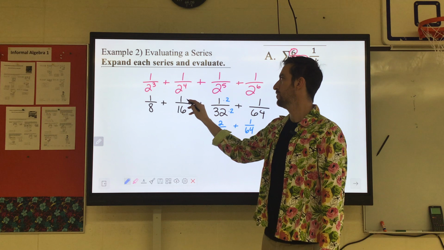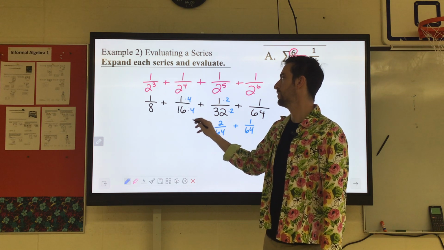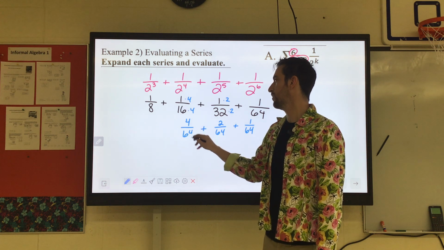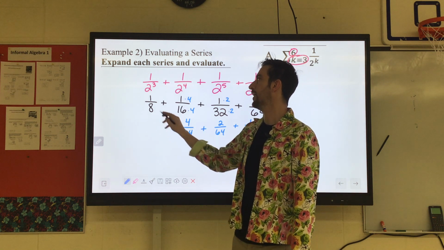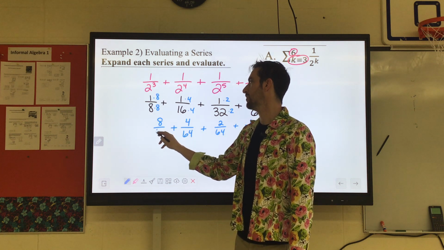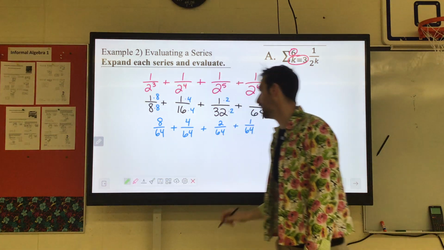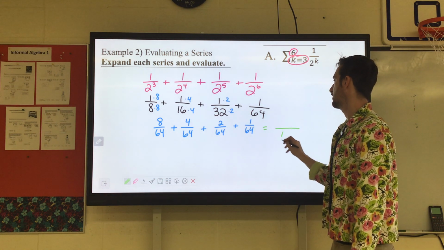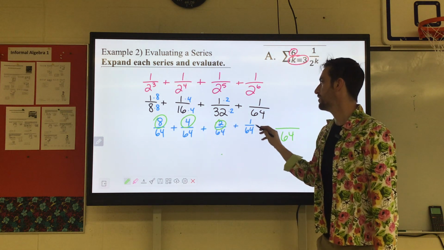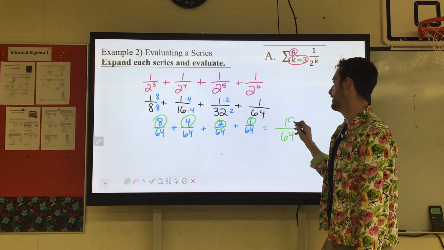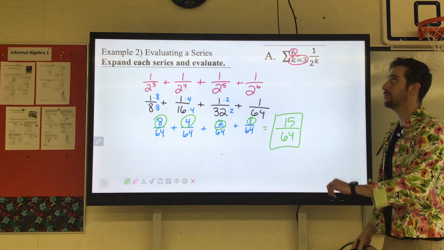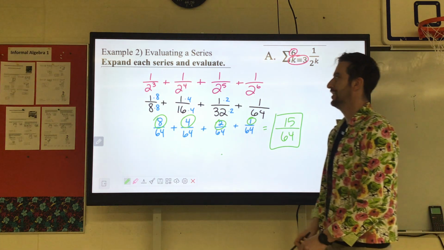So we could double this. That would be times 4 times 4. 16 times 4 is 64. So we have 4 over 64. And then if we're making eighths into 64ths, times 8, times 8, 8 over 64. Now that they're all 64ths, we can add them together. 8 plus 4 is 12, plus 2 is 14, plus 1 is 15, and you can't simplify that anymore. Woohoo! That was fun. That was real fun. Let's see what else we got.